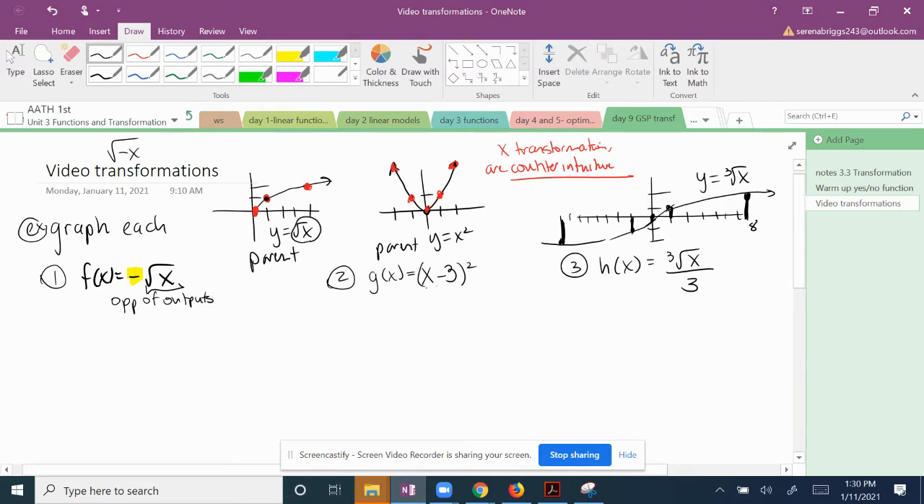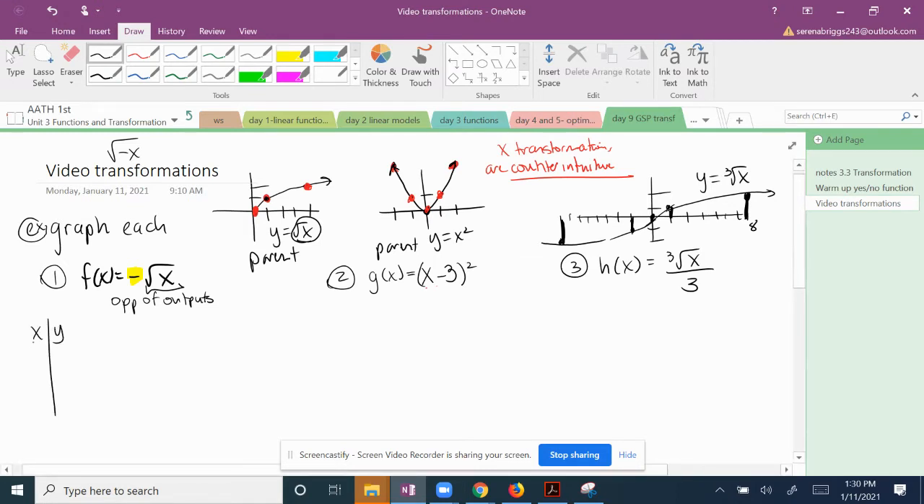The parent function is the square root of x. The negative is in front of that parent, the opposite of the square root of x. So I'm going to take the opposite of my outputs. I have my parent function graphed above with its 3 key points. The square root of 0 gives you 0, the square root of 1 is 1, and the square root of 4 is 2. So I'm going to take the opposite of the outputs.